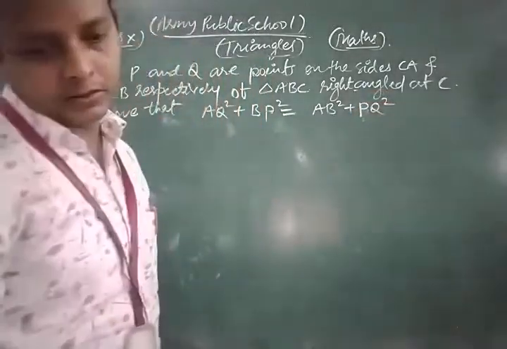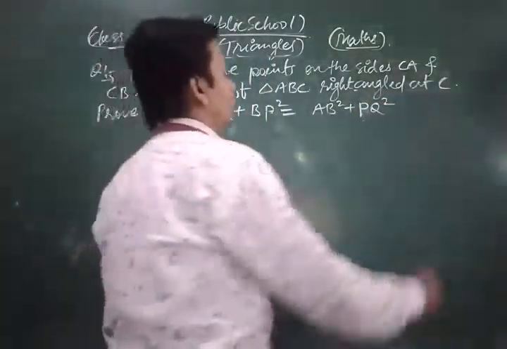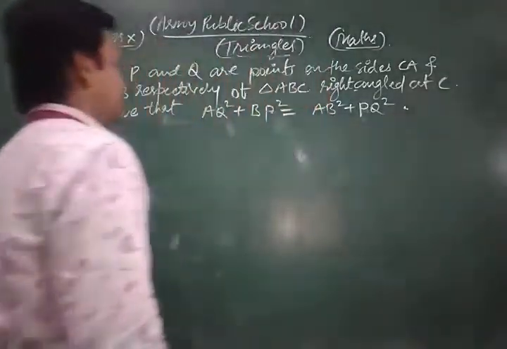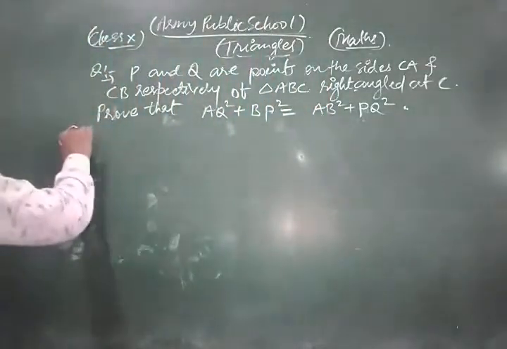AB square plus PQ square. Now let's see its solution.